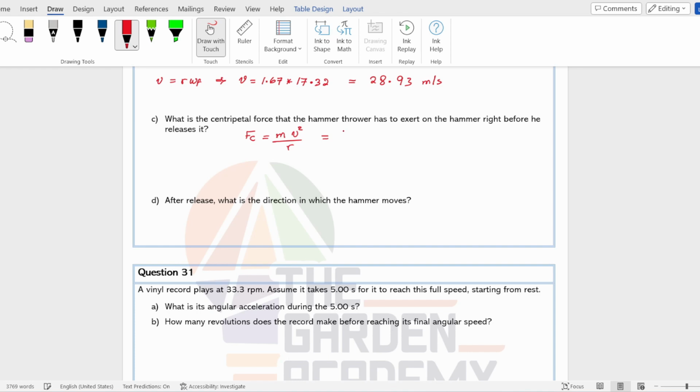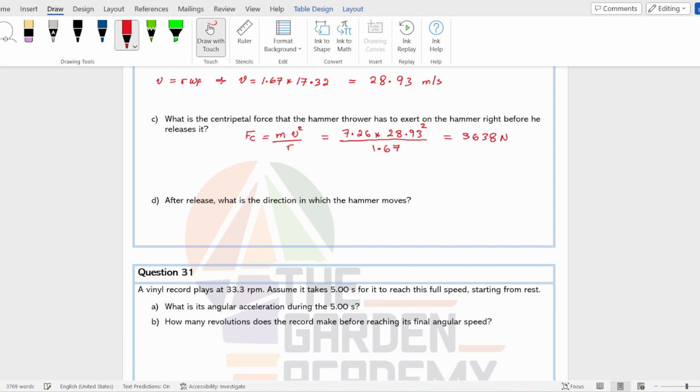Now the mass is given as 7.26 times, now the final speed before releasing the hammer was 28.93. We found it in the previous part. Don't forget the square, divided by the radius of rotation, which is 1.67. And the answer of this will be around 3,638 newtons. And let's go to the final part.